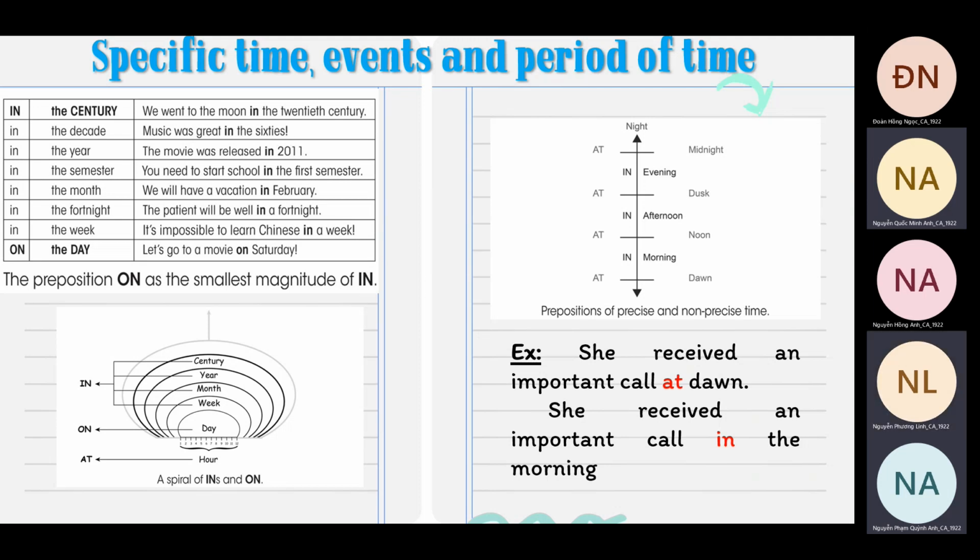So, analyzing the periods of time. First we will move to specific time, events, and period of time. Analyzing the periods of time in a decreasing order of hierarchy and calendar divisions, with the century being the top representation, the result could be expressed as in the examples. And we can see the preposition on is the smaller magnitude of in.